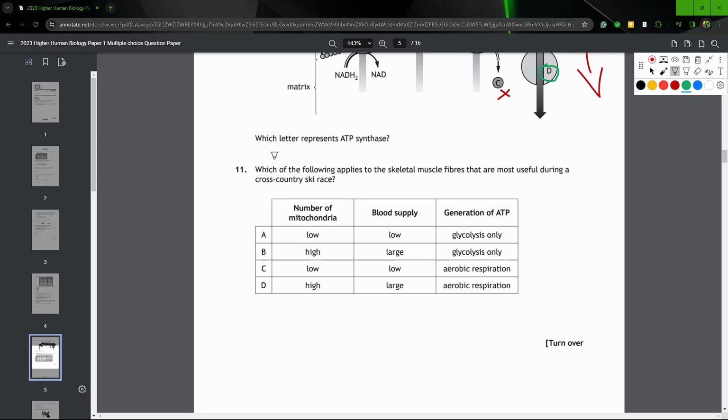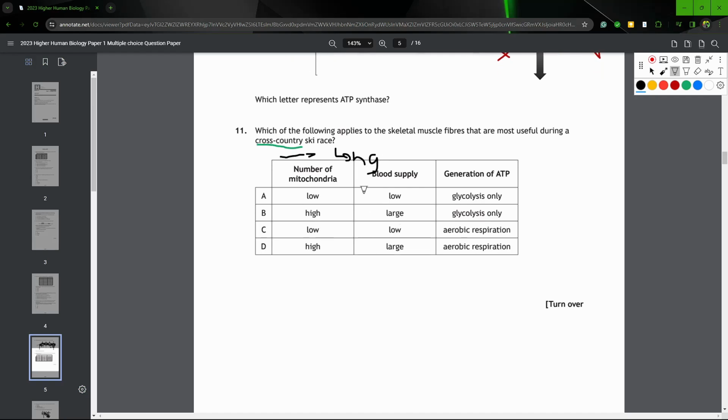Which of the following applies to the skeletal muscle fibers that are most useful during a cross-country ski race? Cross-country, think about it. That is long term. It's a long time, right? So we want muscles that can do exercise for quite a large time, which means they probably have to be slow twitch, right? Because slow twitch are for marathon runners, but fast twitch are for sprinters, right? Now we just need to look at the properties of slow twitch.